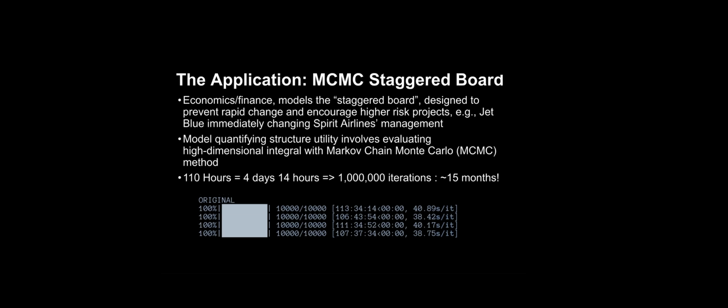And his original code was taking 110 hours, so 4 days and 14 hours, to do 10,000 iterations. And this was not a sufficient level of convergence, and he had to run 4 different parameterizations of this integral. So it was taking nearly 3 weeks to run a base level simulation. And to get an extra digit of convergence, which was necessary, it was going to take over 15 months for just one of these cases.